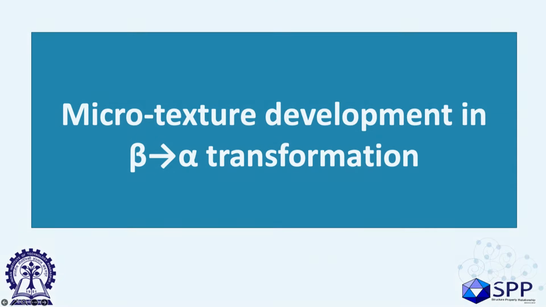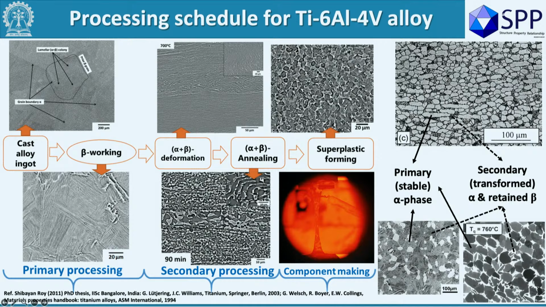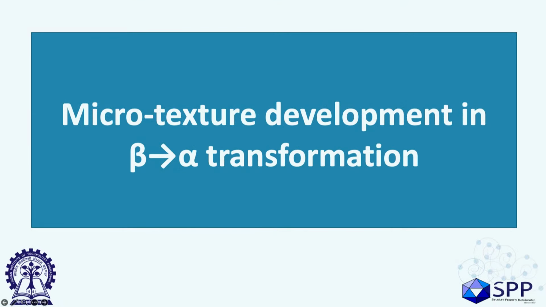Now let us see, I will just divide these two. One is the beta deformation or beta processing, where you are coming either from a casting where you have simple thermal effect, or you are coming after a beta working, which is thermal plus mechanical, but somewhere over here, and this side. And we will try to show you.